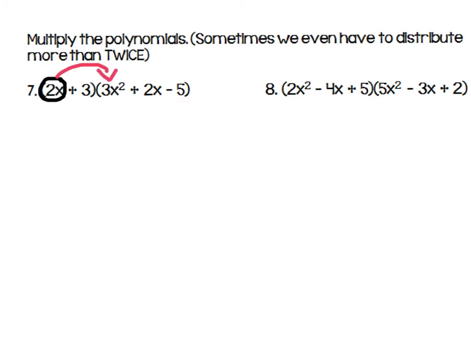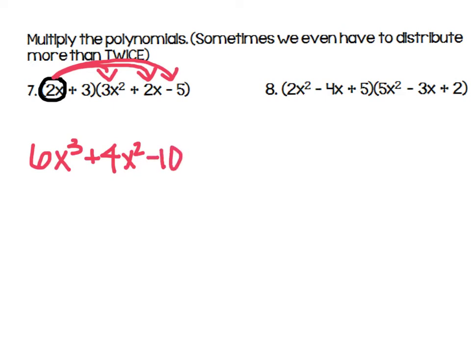2x times 3x squared. Well, 2 times 3 gives us 6. X and an x squared is x to the third power. All right? Again, 2x times positive 2x. Well, 2 times 2 is positive 4. I have an x and an x, so that's x squared. Distribute one more time. 2x times negative 5. Well, 2 times negative 5 is negative 10, and there's only that 1x, so there we go. So there's the first part.